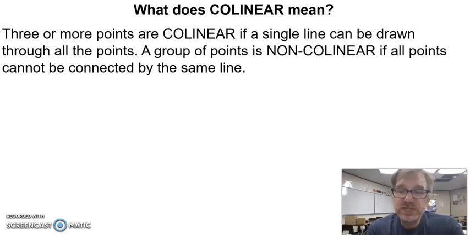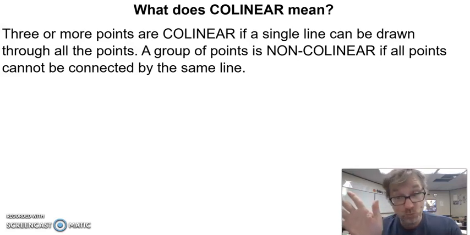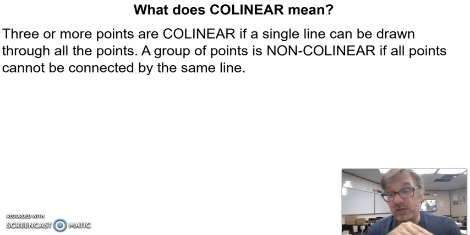Before we understand the segment addition postulate, we have to understand the word collinear. Collinear means three or more points that are all on the same line. If I have 3 points in a row and I can draw one line through all of them, all three of those points are collinear, or more, could be more. But if any one of those points is not on that line, then those points are non-collinear. All of the points are non-collinear as a group.